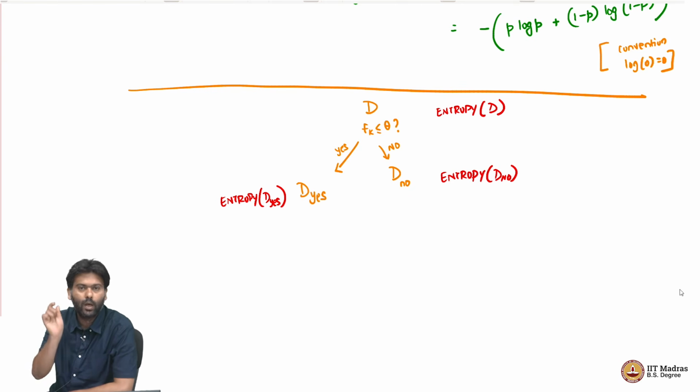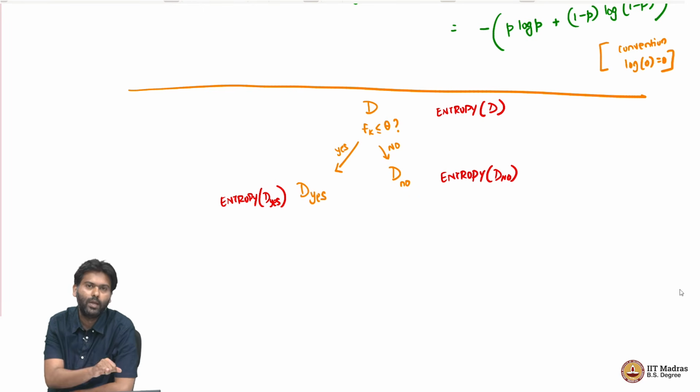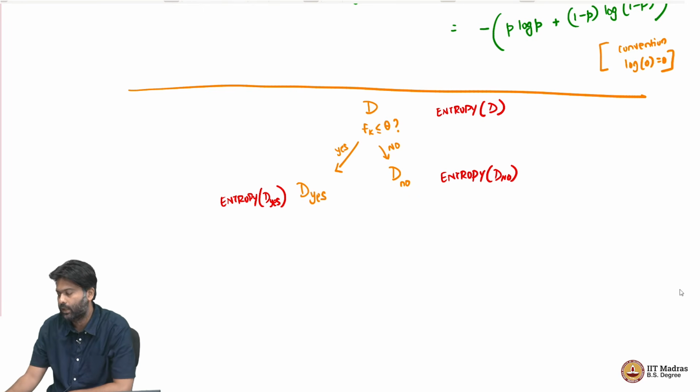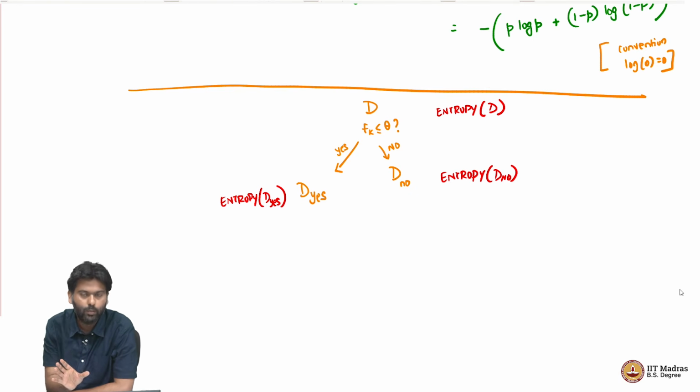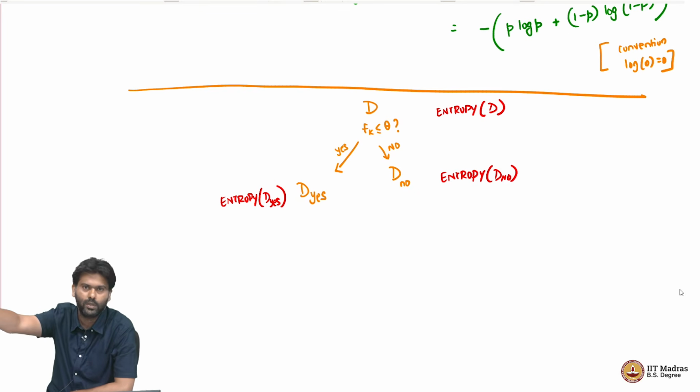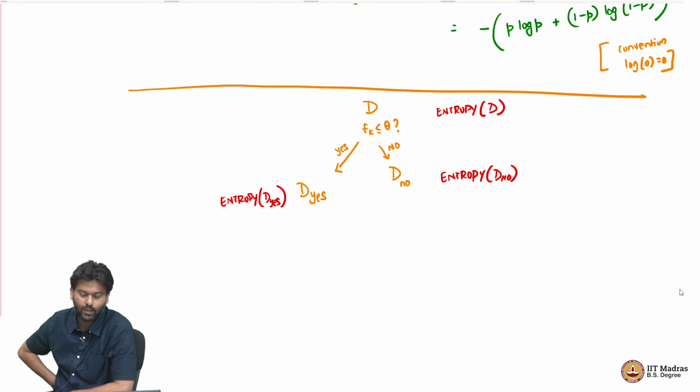So, it tells us how impure D is, how impure D_S is, and how impure D_no is. So, for every question I have these 3 numbers that immediately come out. The moment I put down a question f_k less than theta, I get D_S and D_no, from which I get the entropy of each of these, and I of course have the original entropy of the data set itself.